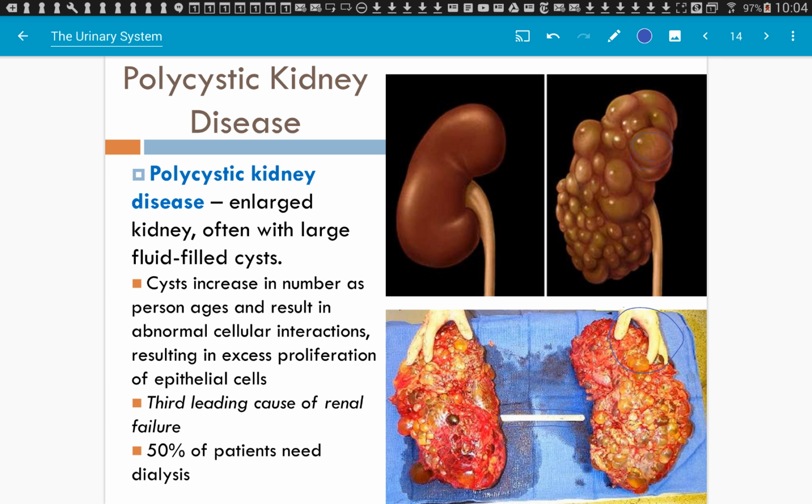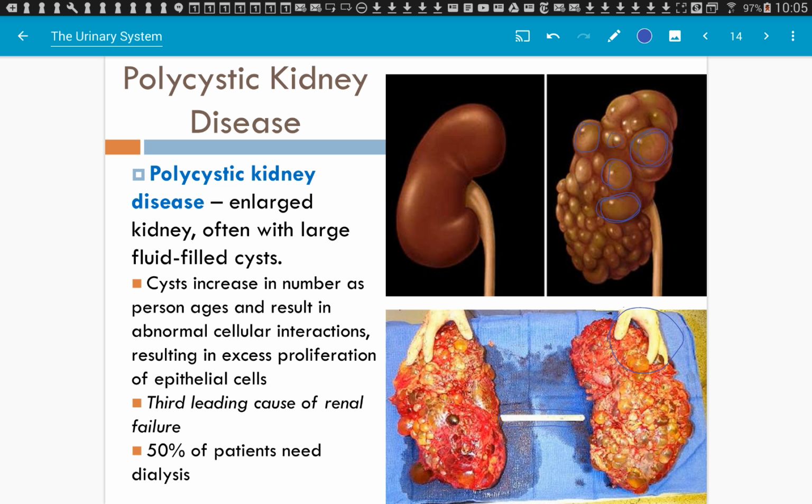Okay, polycystic kidney disease. This is a very interesting disease and unfortunate as well. What happens is that you have a healthy kidney, and over time you start forming these cysts. And these cysts, these big old bubbles, enlarge the kidney. The cysts basically remove or kind of destroy kidney tissue. And so it gets to a point where there's very little functional kidney tissue, nephrons functioning anymore. And so when this gets severe enough, say 50% of patients need to have dialysis.